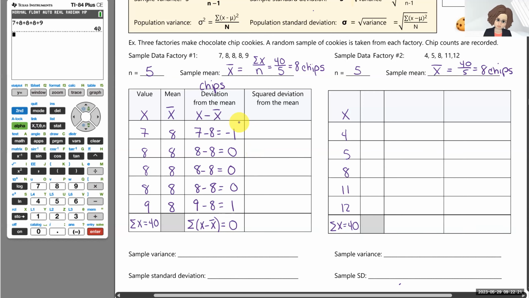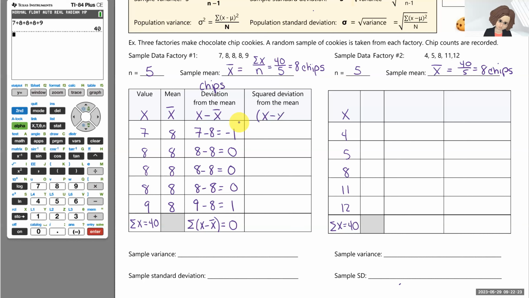So if we take our x minus x bar, those are our deviations from the mean. If we square those numbers, we're going to eliminate negatives. So for example, the -1 for that first cookie, if we square it, -1 times -1, a negative times a negative is a positive. All right, and then 0 squared, of course, is 0. So we're just squaring the values from the previous column. And then at the bottom here, 1 squared is 1.